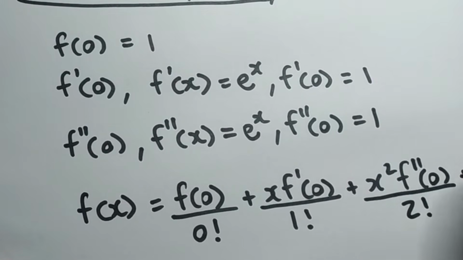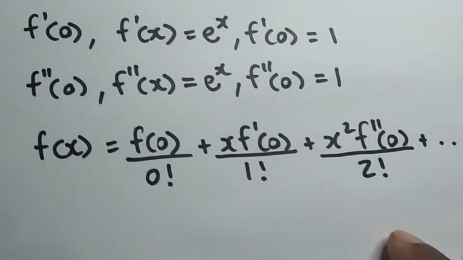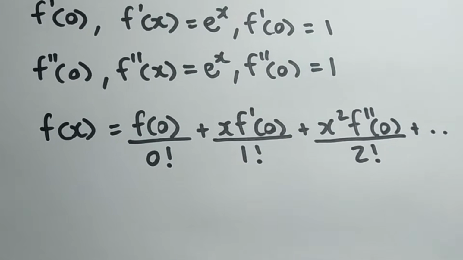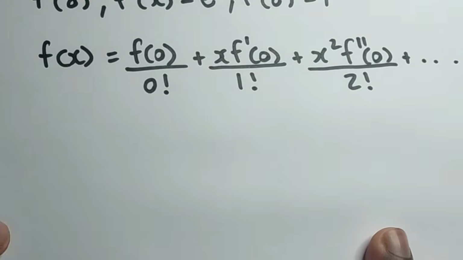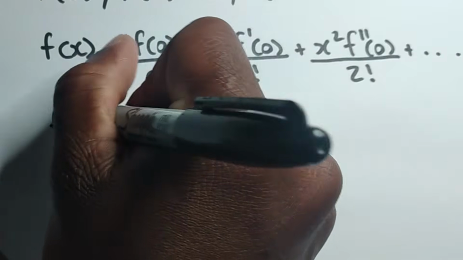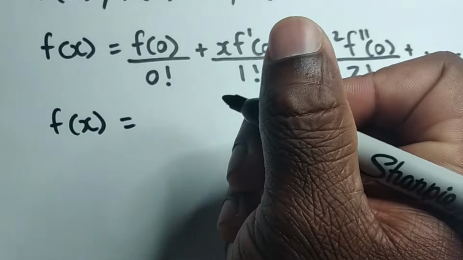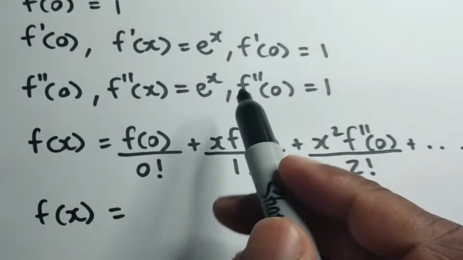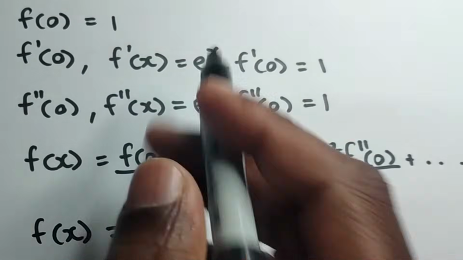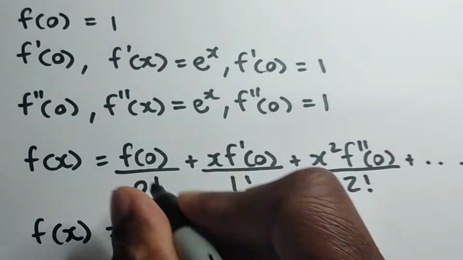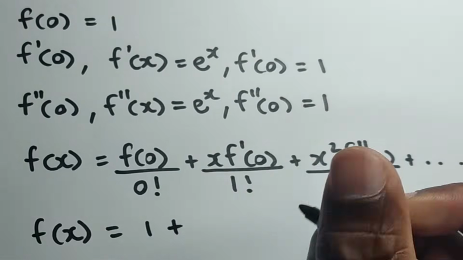All right, and again we can continue this thing on and on. All right, so we'll stop right there for the sake of this video. Now we're going to plug in these values. So f of x is equal to, now what did we get for f of 0? The result that we got was 1 over 0 factorial, which is 1. So 1 over 1 is 1, all right?